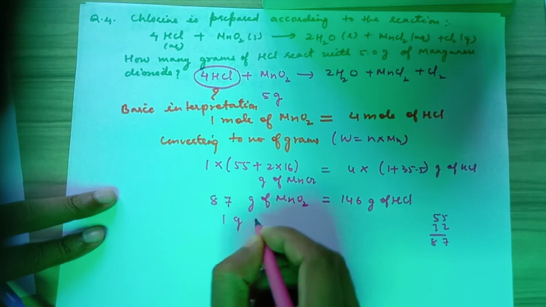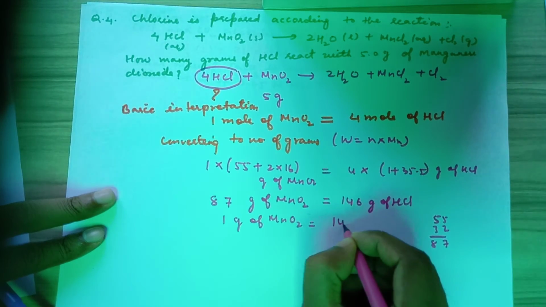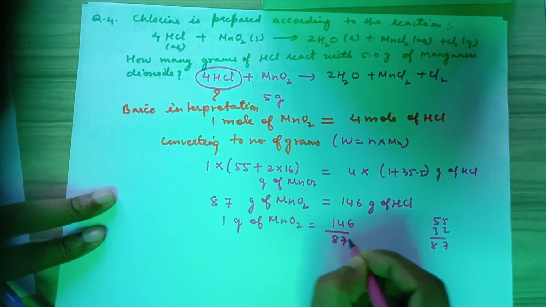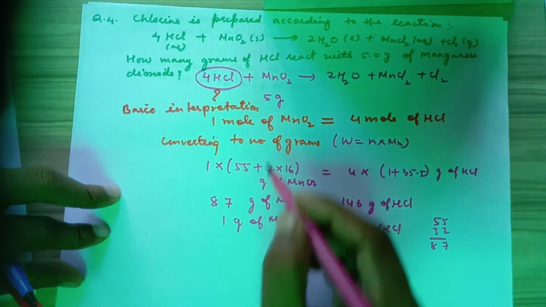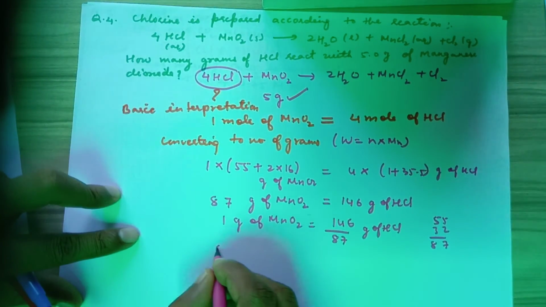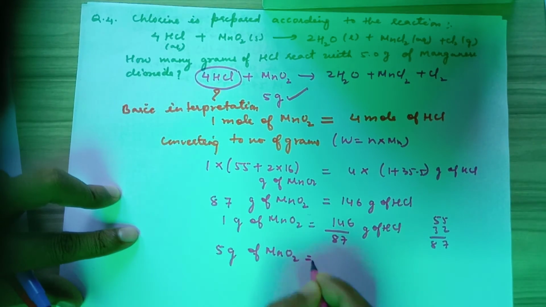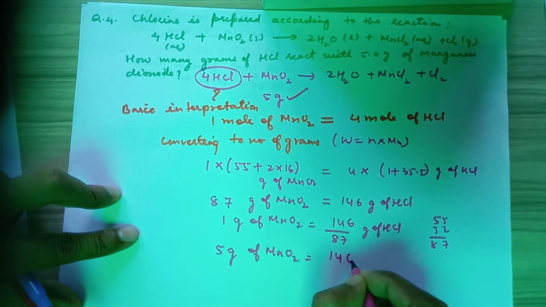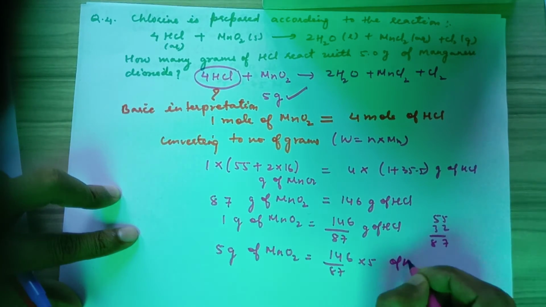So 1 gram of MnO2 will give 146 by 87 gram of HCl. We have been given 5 grams, so we use it. So 5 grams of MnO2 will give 146 by 87 into 5 gram of HCl.